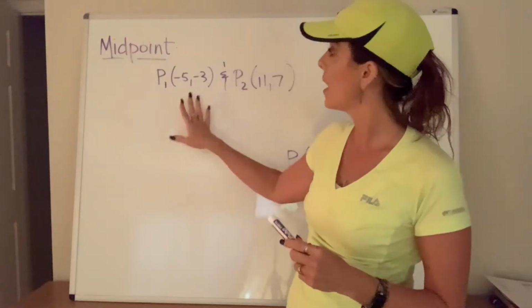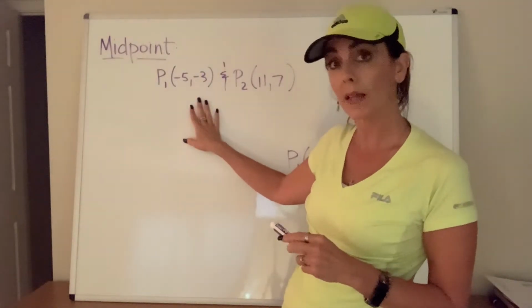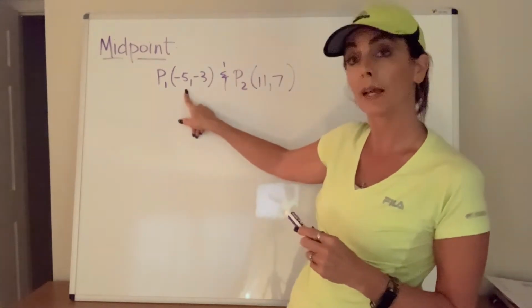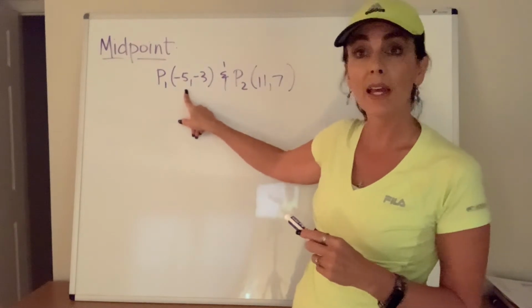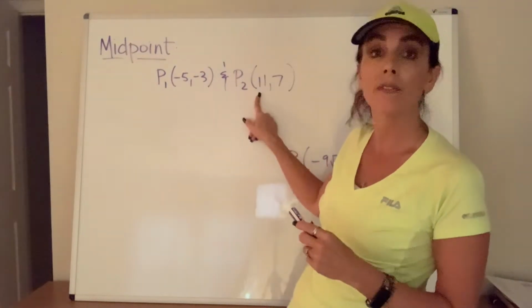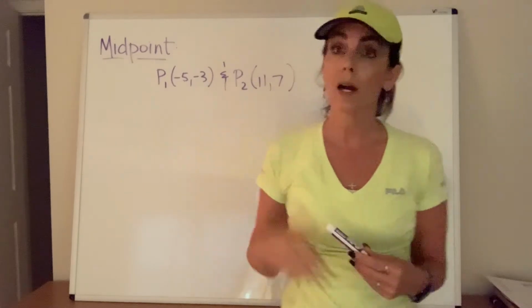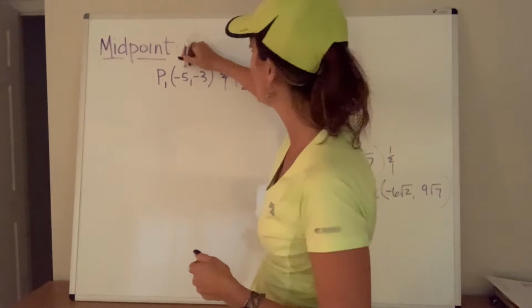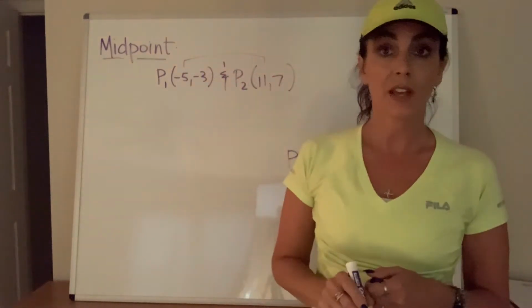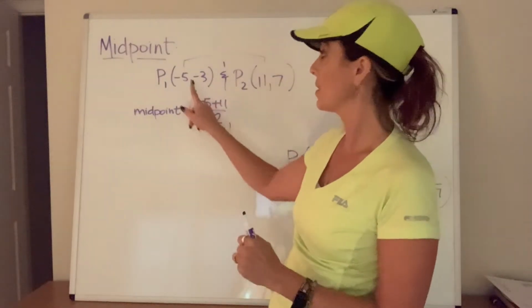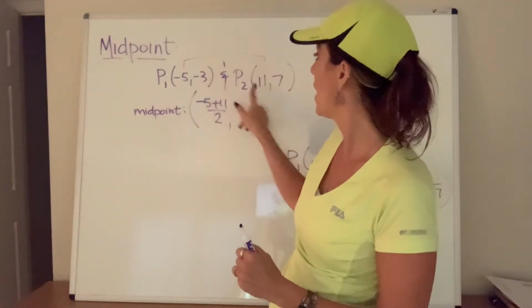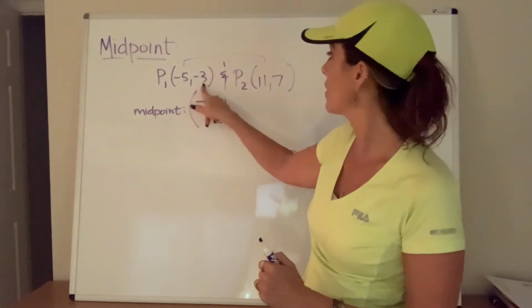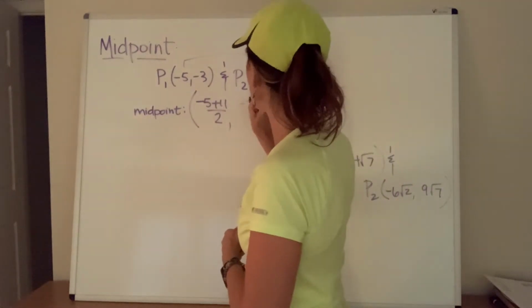Let's say I have a segment with endpoints P1 and P2. P1 has the coordinate (-5, -3), and P2 has the coordinate (11, 7). We want to find the midpoint of this segment. So we're just going to take the x values, -5 and 11, and average them, and likewise with the y values, -3 and 7, and average those.